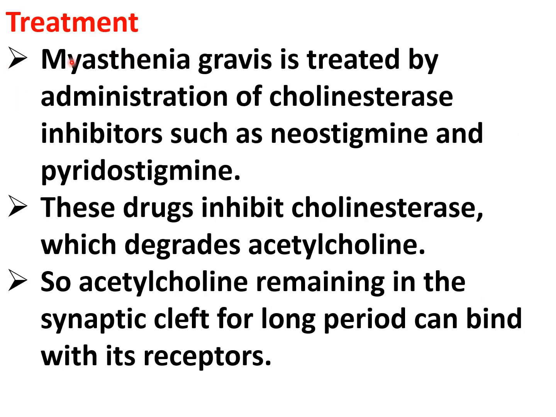Then what is the treatment of myasthenia gravis? Myasthenia gravis is treated by administration of the cholinesterase inhibitors such as neostigmine and pyridostigmine. These drugs inhibit the cholinesterase which degrades the acetylcholine. So the acetylcholine remaining in the synaptic cleft for a long period can bind with its receptors.